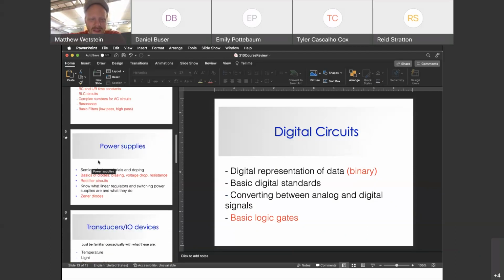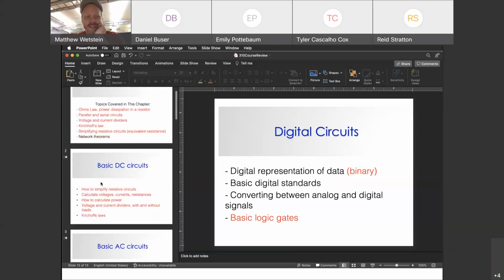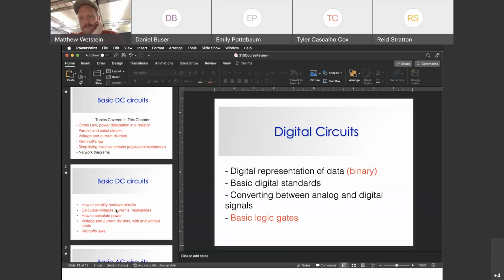I might include diodes a little bit in the material that I emphasize more, but the AC and DC stuff will be a little bit less emphasized on this, but there will be problems. So make sure that if you got things wrong on the midterm, you know how to not get them wrong for the final. So that's what I have on what the final is going to cover.